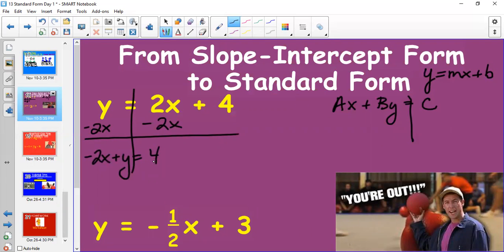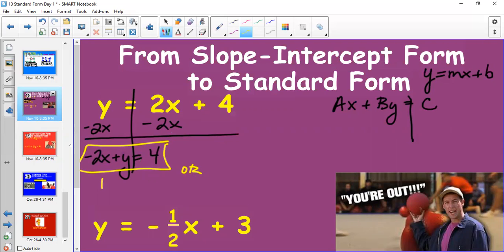And there we go. It is in standard form now. It's the x term first, then the y term, then the equals, and the constant. I will 100% accept this answer on your test. Some books and some teachers disagree with that, though. Sometimes they get really picky.